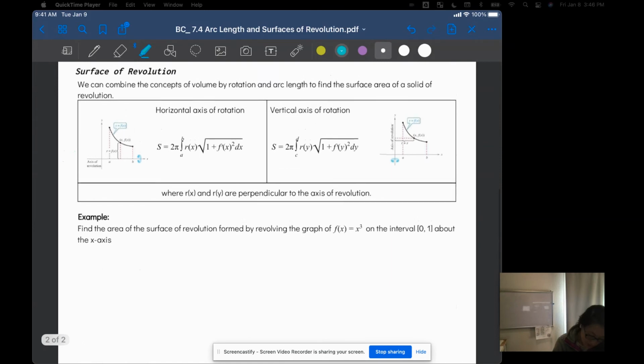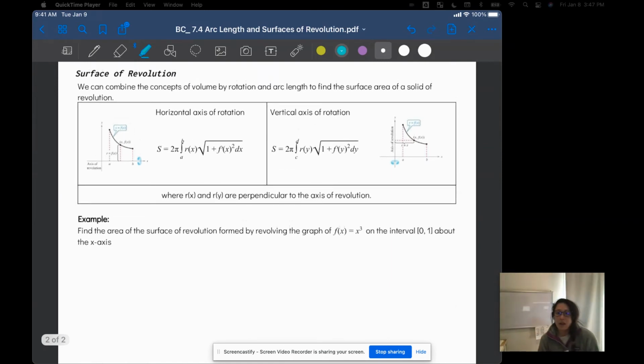Now we're going to do the surface area of a revolution. We can basically take the idea of volume by rotation and arc length to find the surface area of a solid. That's like the outside or the peel of your object.